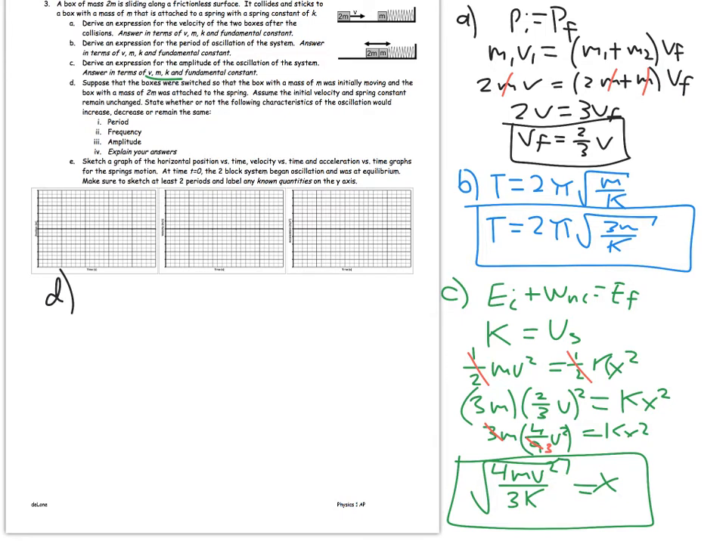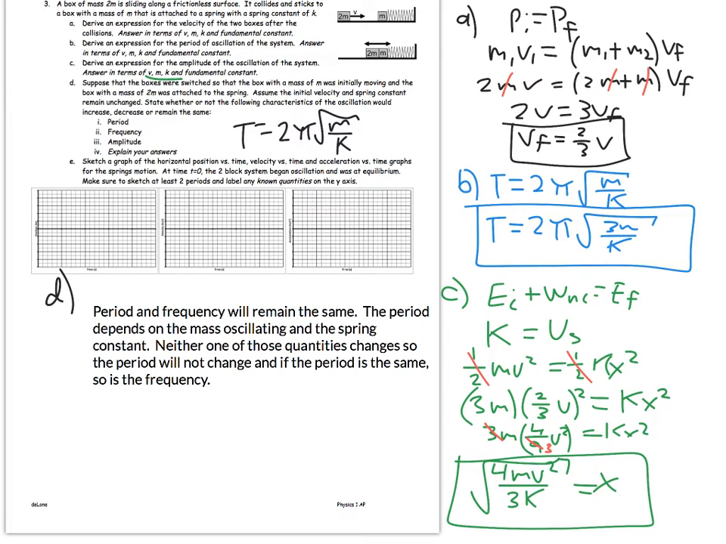So for this, the period and frequency are going to ultimately stay the same. If we think about our equation for period, it's just 2 pi times the square root of m over k. Because the total mass that's oscillating hasn't changed, that position's irrelevant. The total mass is still 3m. Our spring constant is still the same. Our period will still be the same, and therefore so will our frequency. So both of those remain unchanged.